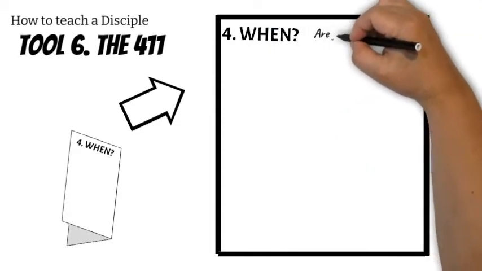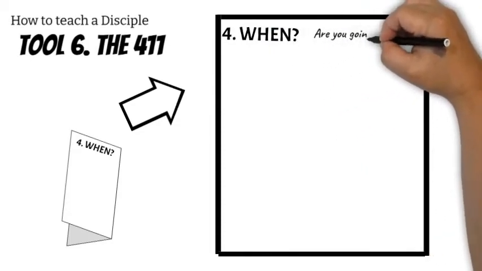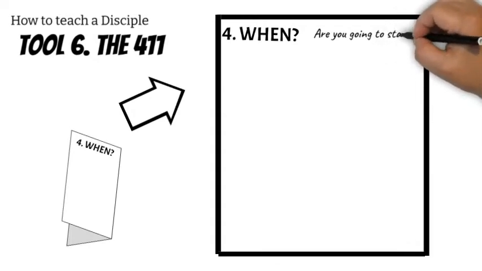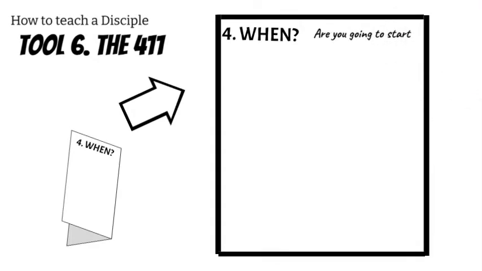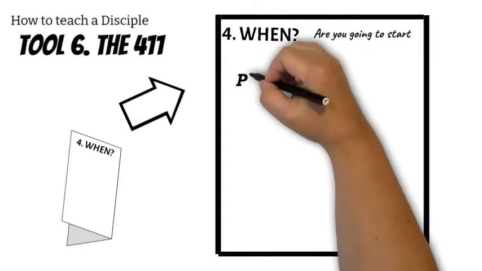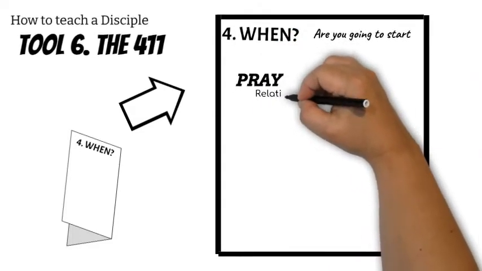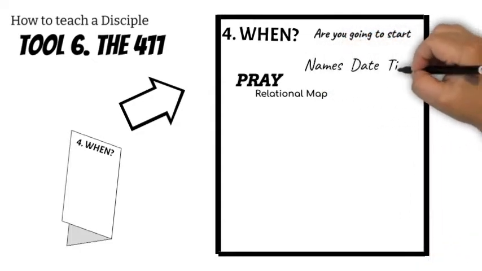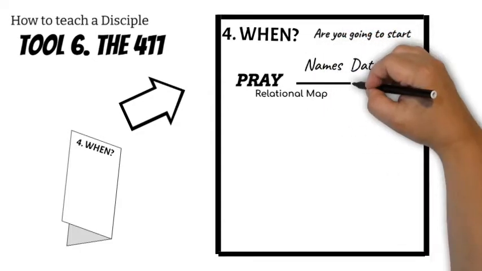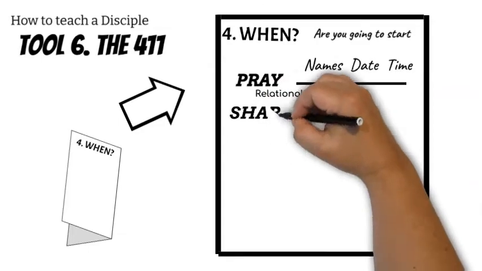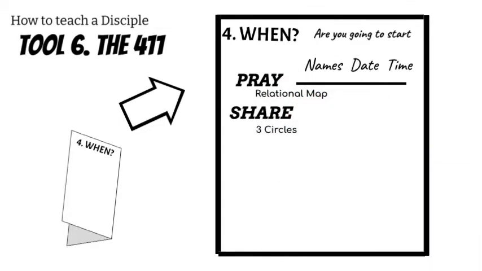It is important to teach a new disciple not to let the call of Christ drift, but to be intentional about the call to be God's ambassadors on earth. Therefore, help the new disciple to make an intentional plan. First, tell him to write the word pray. When can you set aside time to pray for the people on your relational map? Names, date and time. Next, to write the word share. With whom can you begin to share the gospel through the 3 circles tool?